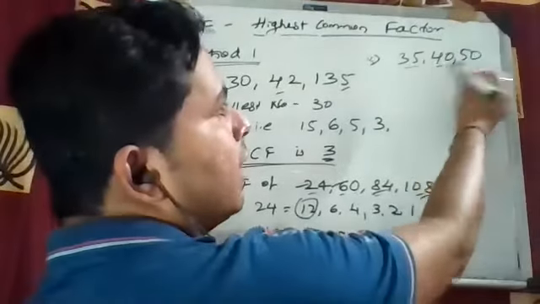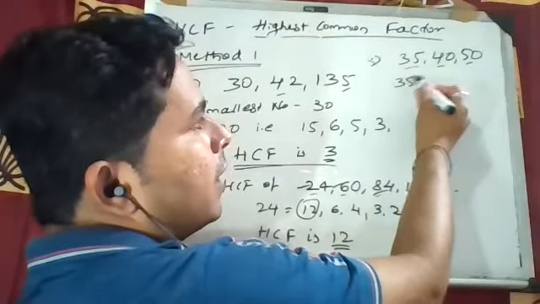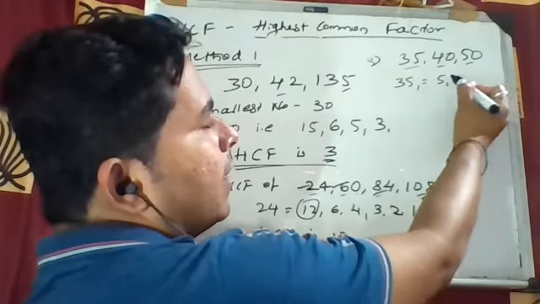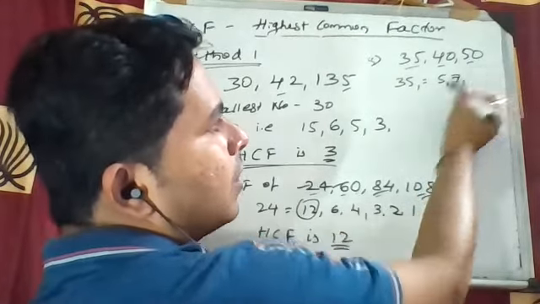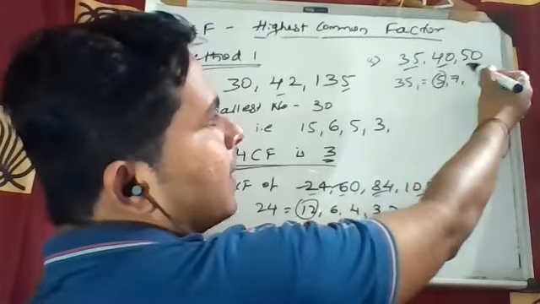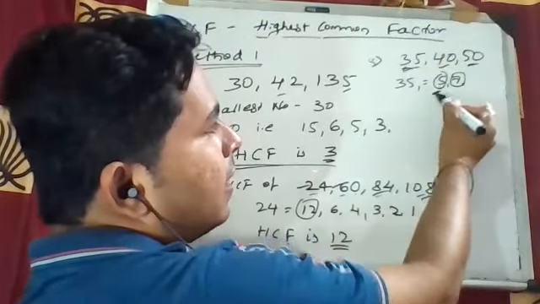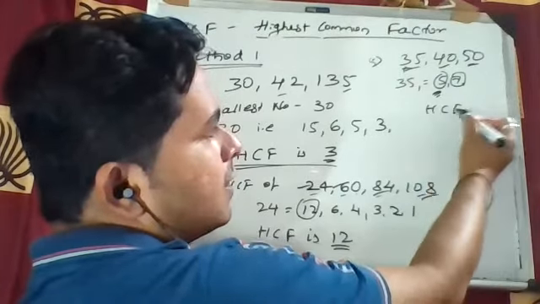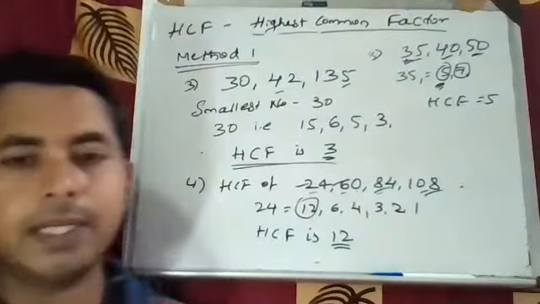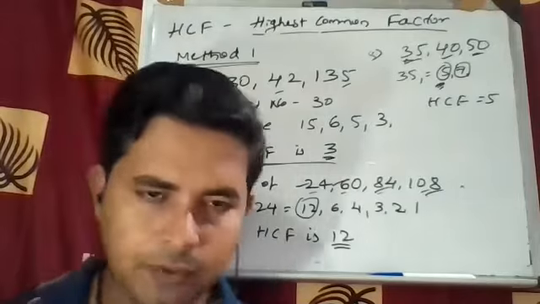35 does not divide 40 and does not divide 50, so just take the factors of 35 only. The factors of 35 are 5 and 7. If I take 5, it divides 35, 40 and 50, but 7 will divide only 35. So I'll take 5 as the answer. Here the HCF is 5. This is one method to find the HCF very quickly.